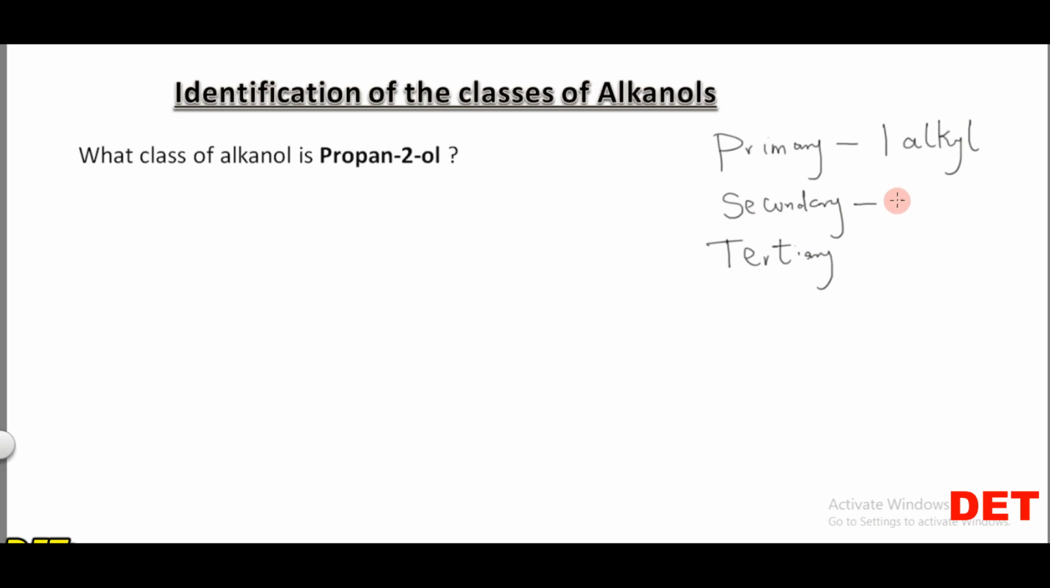Secondary alkanols have two alkyl groups attached to the carbon atom bearing the hydroxyl group. And the tertiary alkanols have three alkyl groups attached to the carbon atom bearing the hydroxyl group. So talking about the identification of alkanols, we're simply saying, how do we tell if an alkanol is a primary alkanol, a secondary alkanol, or a tertiary alkanol?